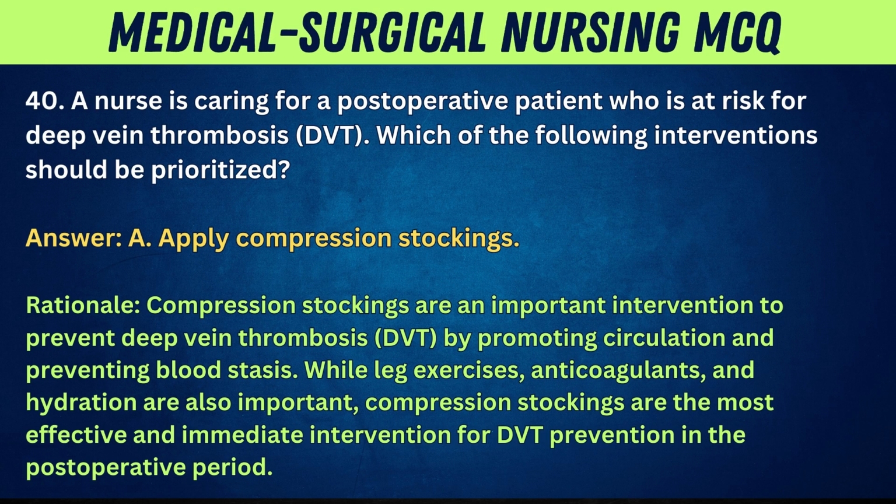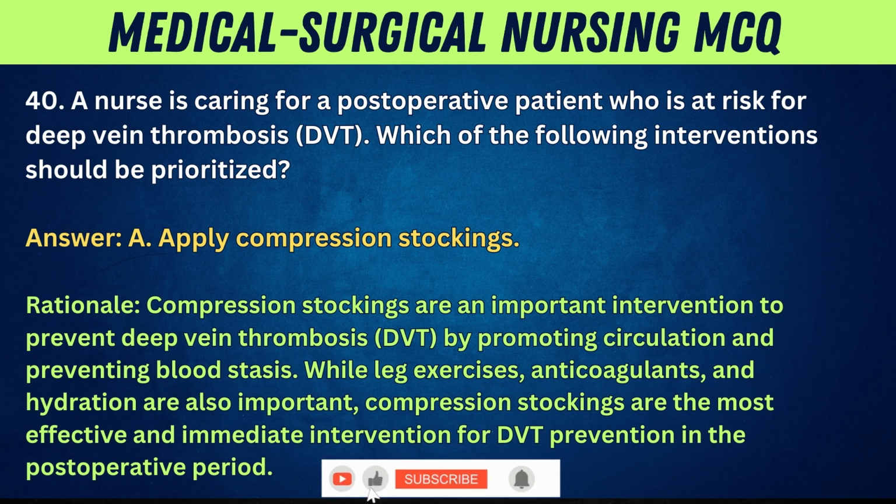Answer: A. Apply compression stockings. Rationale: compression stockings are an important intervention to prevent deep vein thrombosis, DVT, by promoting circulation and preventing blood stasis. While leg exercises, anticoagulants, and hydration are also important, compression stockings are the most effective and immediate intervention for DVT prevention in the postoperative period.